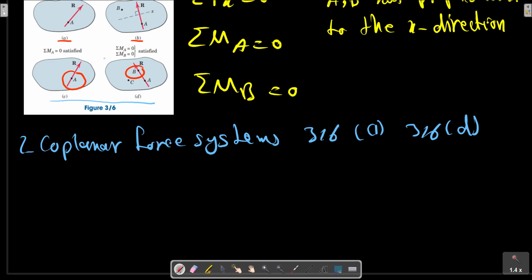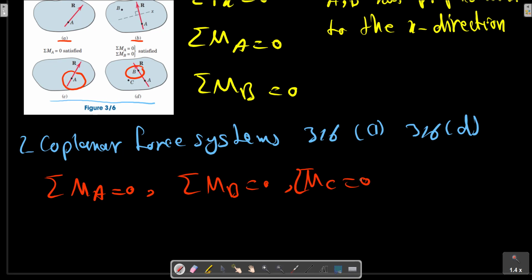However, if sigma the moment around C is 0, where C is not collinear with A and B, thus we may write the equations of equilibrium in three relations, where A, B, and C are any three points not on the same straight line.